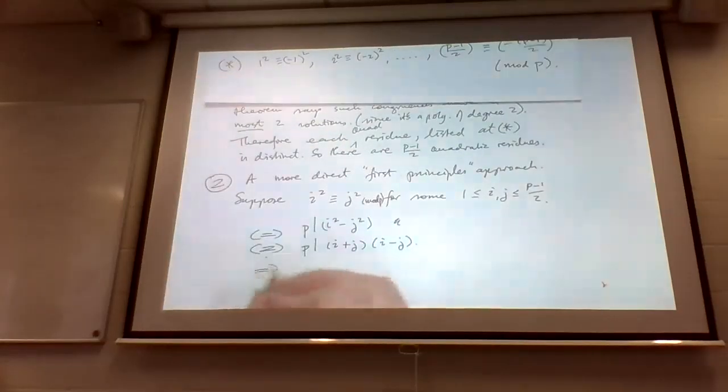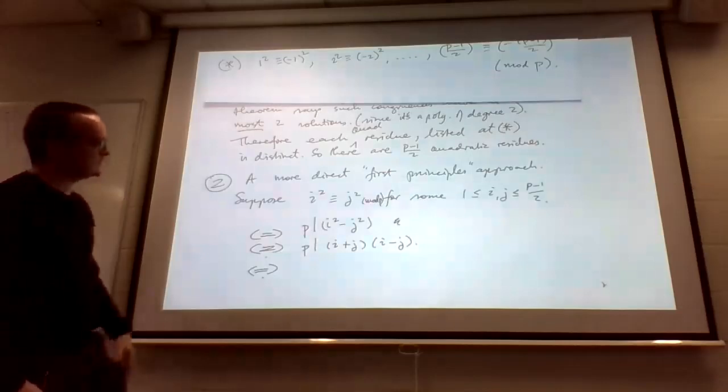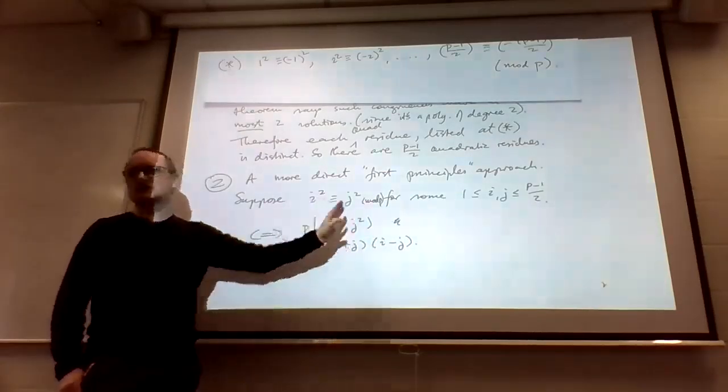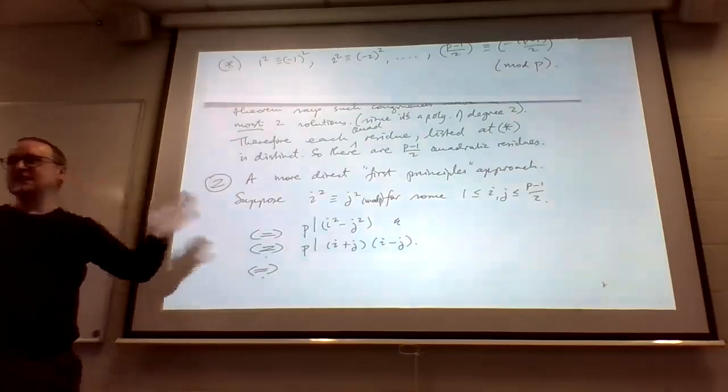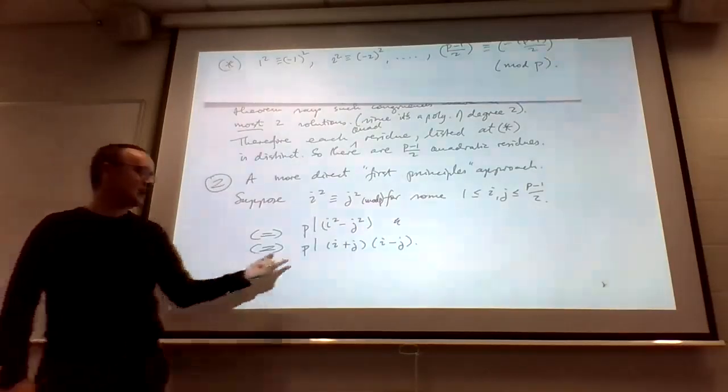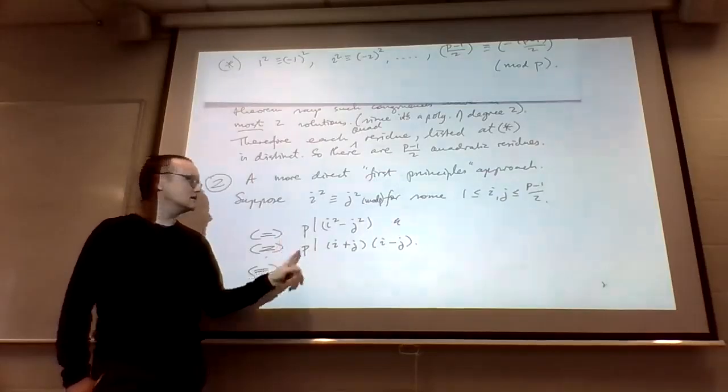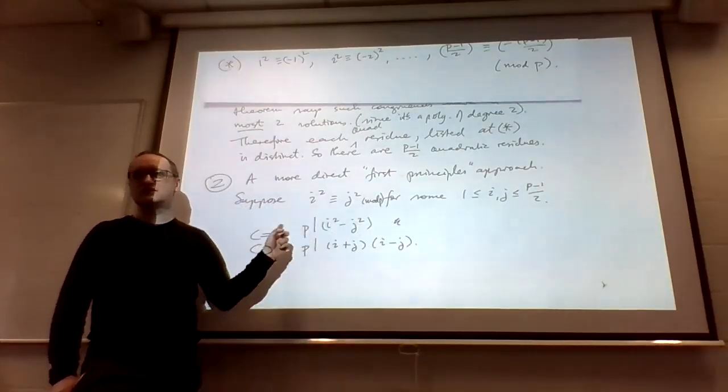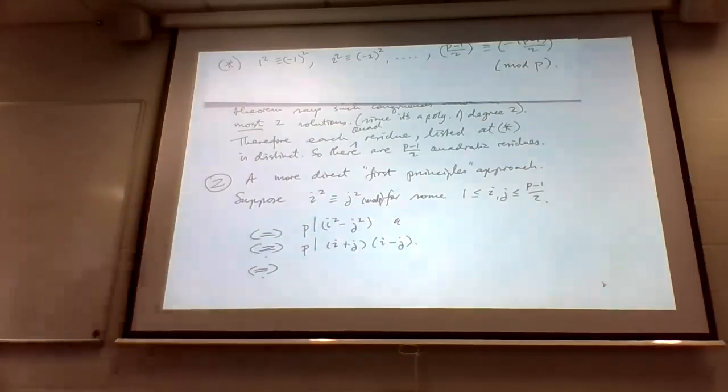Now what can we tell from this? We've got p dividing the product (i plus j) times (i minus j). So p divides one or the other. Remember, this is called Euclid's lemma, I believe. If p divides a product, it must divide one of the factors. Some people even use that as the definition of a prime number: a prime is a number bigger than 1 such that whenever it divides a product, it also divides at least one of the factors. That's a somewhat indirect, but perfectly serviceable definition of a prime number.